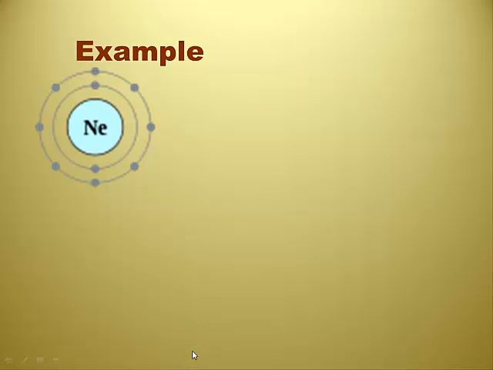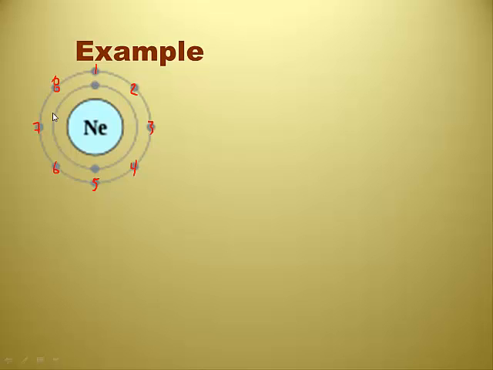All right. So, for example, here we can see neon. You take a look at the drawing here. We have 1, 2, 3, 4, 5, 6, 7, 8 valence electrons. So it's already at the octet rule. Therefore, neon doesn't like to react because it doesn't like to gain or lose any electrons.